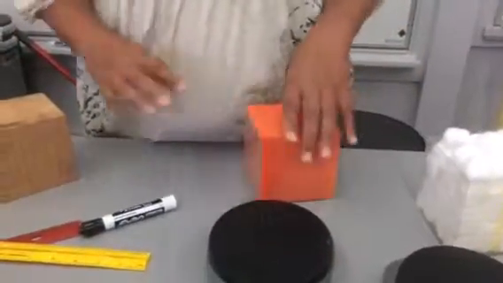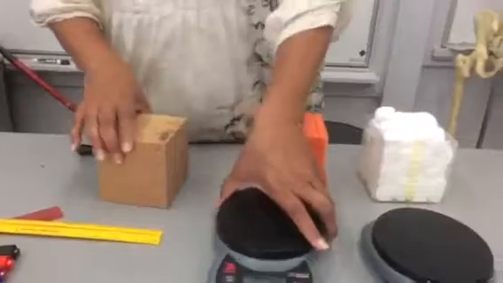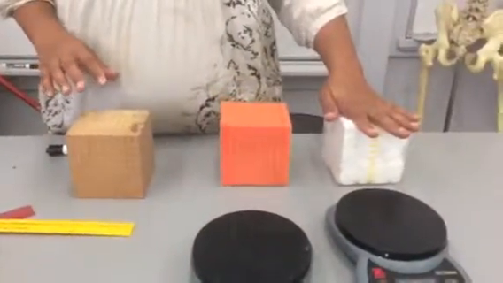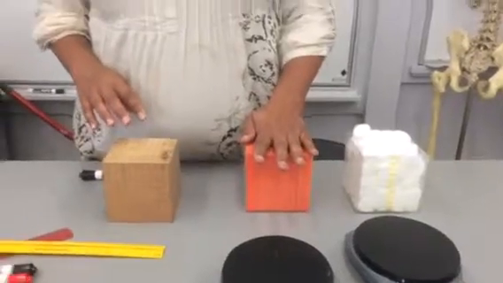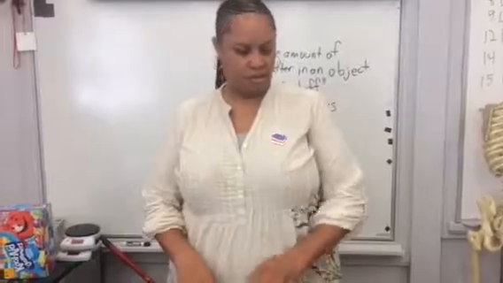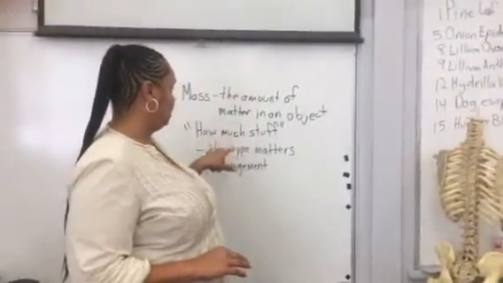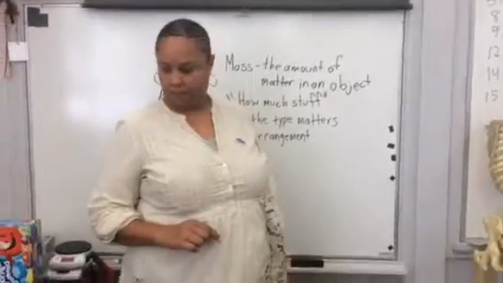I also have this one over here, still the same size, but it has plastic inside. And this one weighs 684. So they're all the same size. I have the cotton balls, which weigh 100 and something, the plastic, which weighs 600 and something, and then the wood, which weighed 700 and something. So all of those have to do with the mass, the amount of matter, how much stuff, the type of matter, and the arrangement of it, okay?